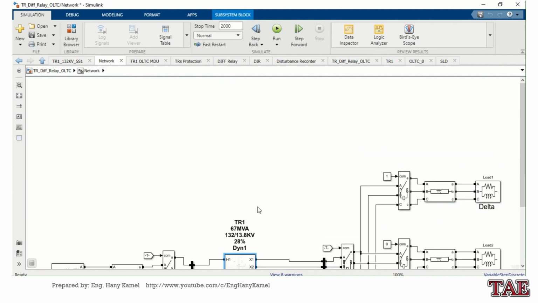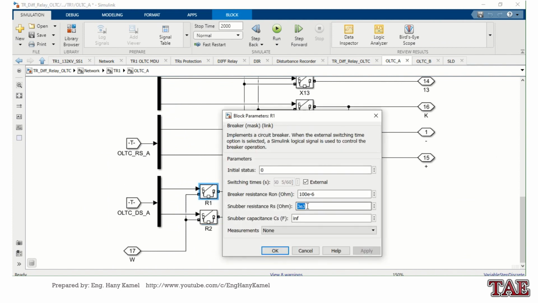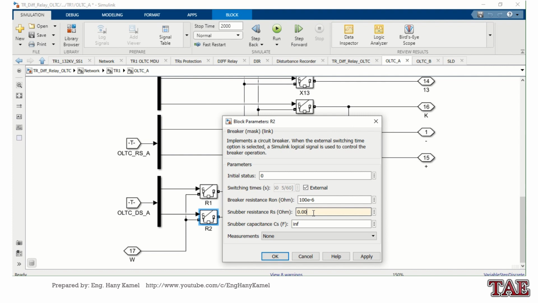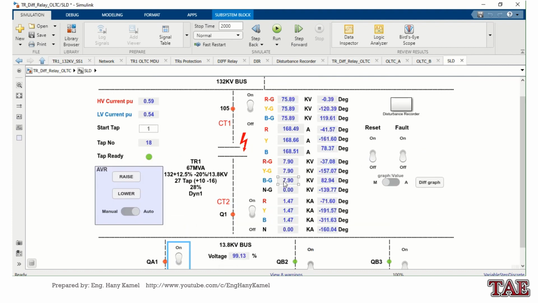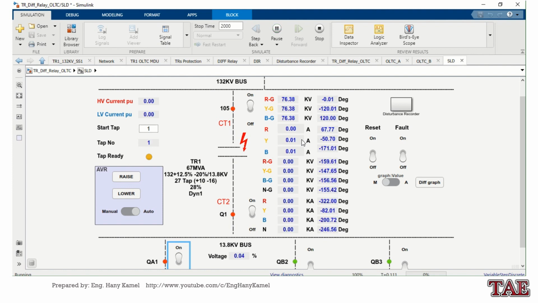Now I will move to the next case. I will make a short in one resistor, and I will make it run. Now at tap number 1, the AVR works in regulating the winding, or the voltage on the low voltage bus.